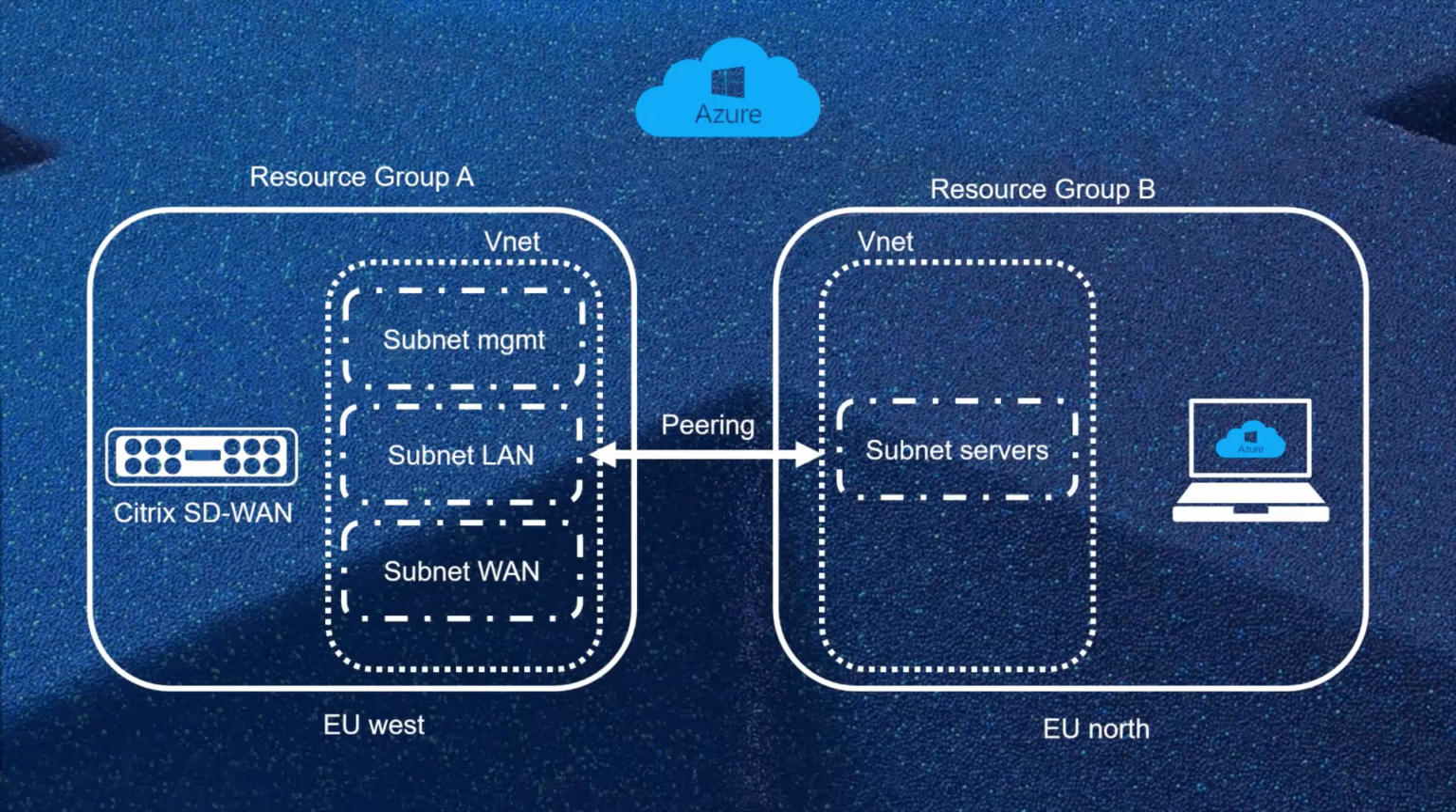On the left, we have our Citrix SD-WAN, which we are going to deploy in the EU West region. And on the right, we have our resources within the EU North region. The resources in EU North have already been created, so we don't need to worry about that anymore. But for the rest, we are going to configure everything.